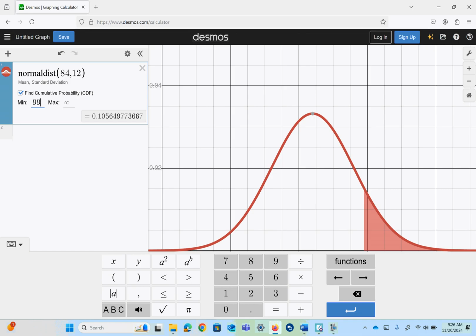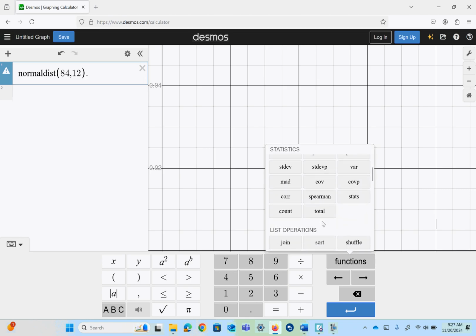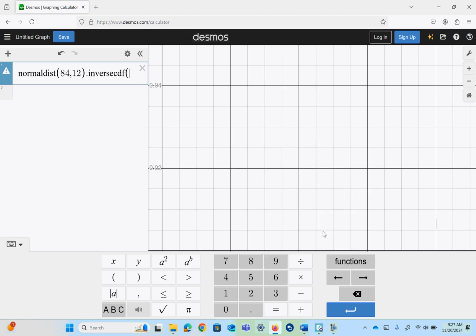Then number 6 says give a Z-score for a person with a diastolic blood pressure of 95. Show your calculation. Okay, so we want the Z-score. That means it's on the x-axis. Okay, so that's where we're going to have to use our next portion. So if you had a blood pressure, so I'm going to go dot. And my thing goes away, go back to functions, go back to inverse CDF. 95% is the same thing as 0.95, so plug in 0.95.